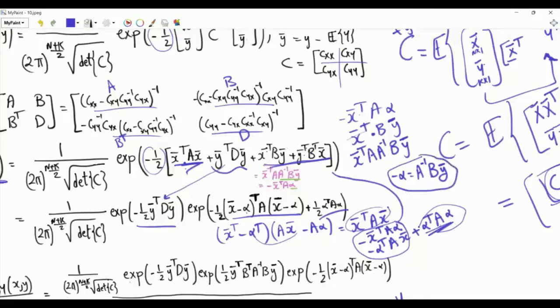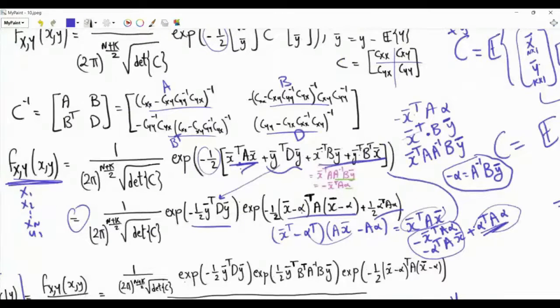So keep this in mind. If this is the alpha that is chosen here, then again we have an equality. It is just another way of writing down the joint PDF of vectors x and y.